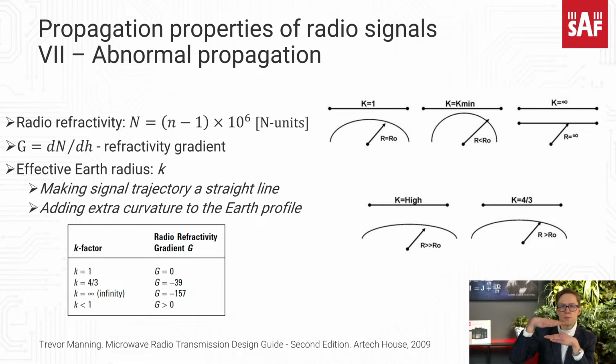And in case the K factor is infinite, the Earth radius is infinite as well. So these two lines become parallel. It means that under these conditions, which corresponds to G equal to -157, the signal is going to travel parallel to the Earth's surface all the way along. So it's not going to hit the Earth at any point. It's not going to go upper or lower. It's going to travel parallel to the Earth.